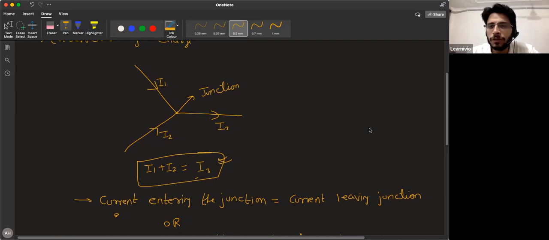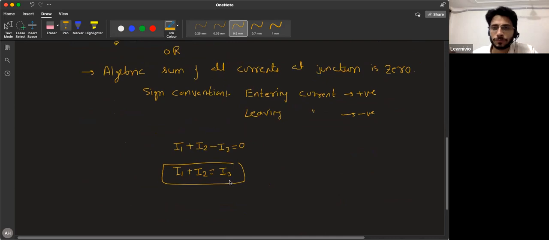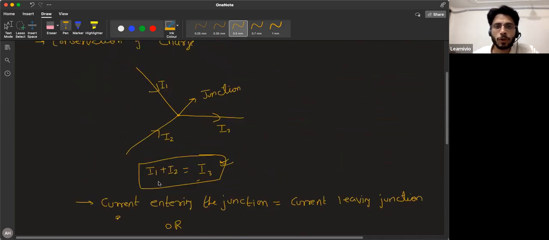Is it clear, everyone? Yes, sir. Yes. Kinza, Minashi, Yes, sir. Yes, sir. Saifullah, clear. Okay. Alia, any doubt? No doubt. Okay. That was the first law.